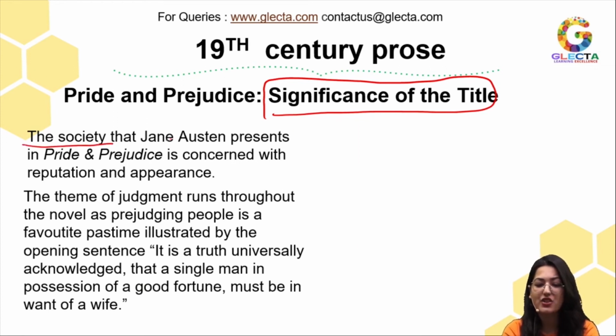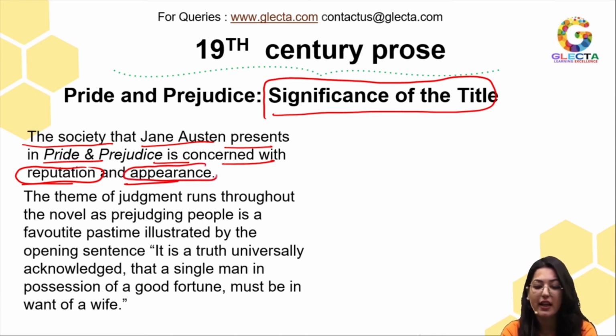So the society that Jane Austen presents in Pride and Prejudice is concerned with reputation and appearances. Reputation is all about having a good amount of money, a good salary, a good reputation in society. And appearance is all about looks. In the novel she explained the demands of society at that time from a woman, that a woman should be good looking and should always make men happy.